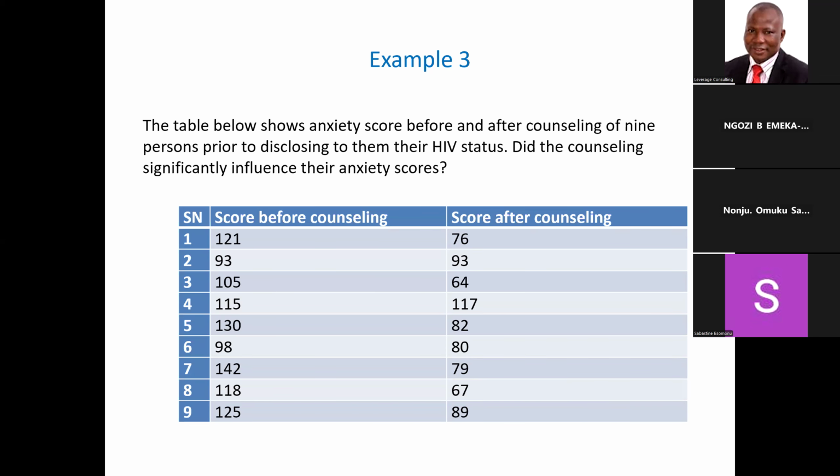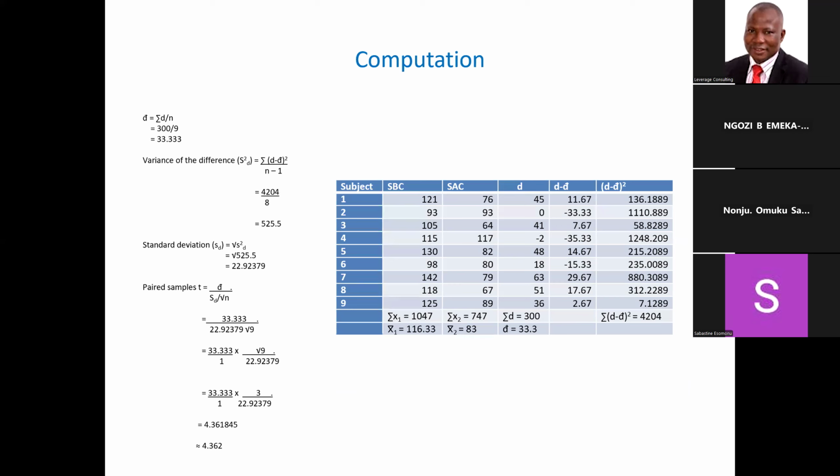So how do you go about it? How do you know the difference? So you now look at this table. The first column is still the serial number. The second one is the score before counseling, the one we have shown before. The third one is the score after counseling. So D is the difference, because here now you're looking at the difference, because this score before and after is from the same person, for each line, the same person.